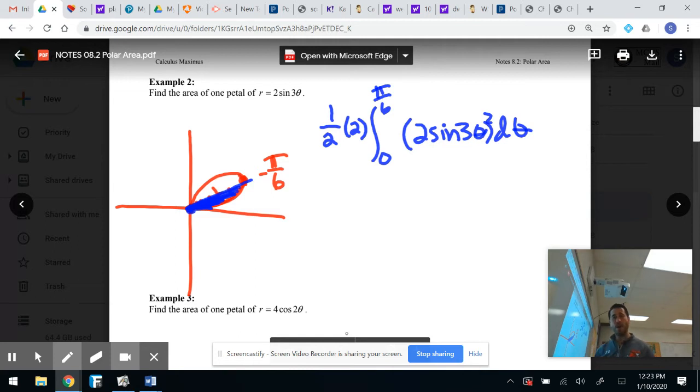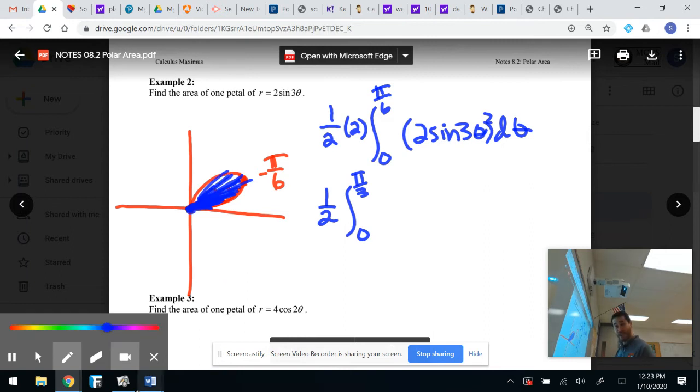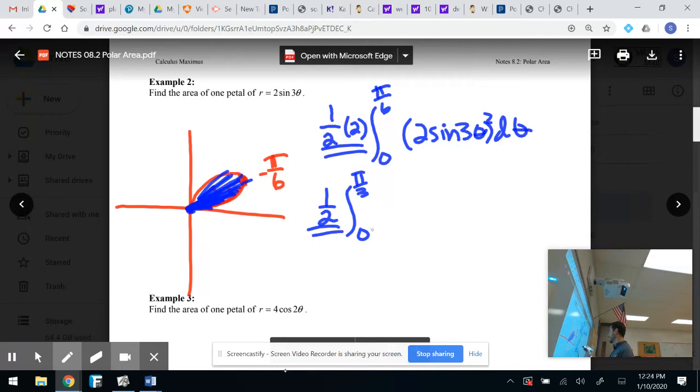And some of you would say, well, couldn't you just go from 0 and do the entire petal? Because pi over 3 would bring me all the way back, right? For sure you can, but you're not going to double it because that would be your entire petal. So we're going to square that.